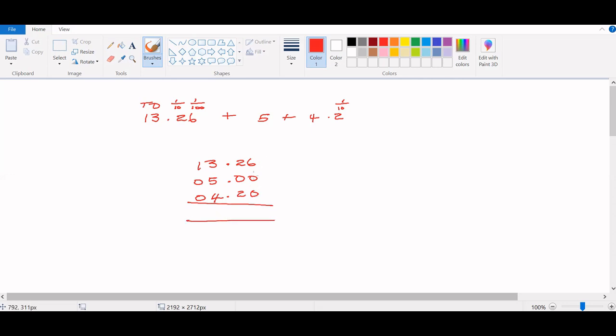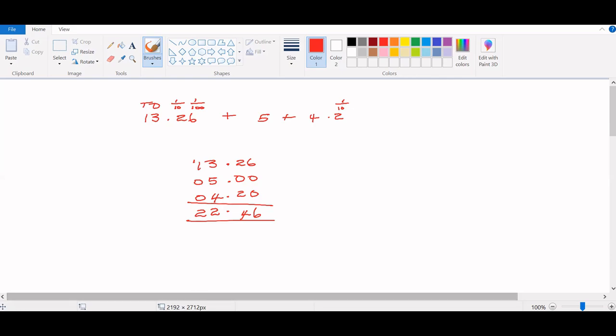And now we can add. 6 plus 0 is 6. 2 plus 0 plus 2 is 4. 3 plus 5 is 8, and 4 is 12. And of course, we have to add 1 to this column. 1 plus 1 is 2. So the answer here is 22.46.